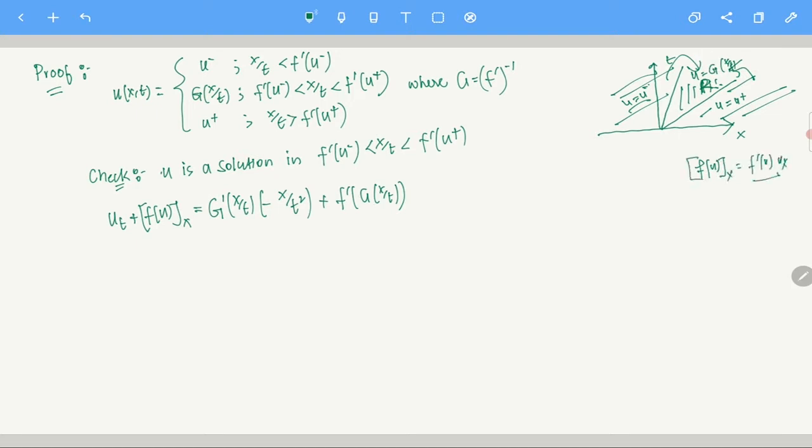I'm just writing it down. So f prime of u is x by t, and then u_x is g prime of x by t times the derivative of x by t, which is 1 by t.